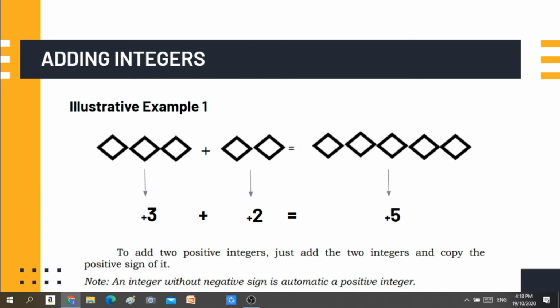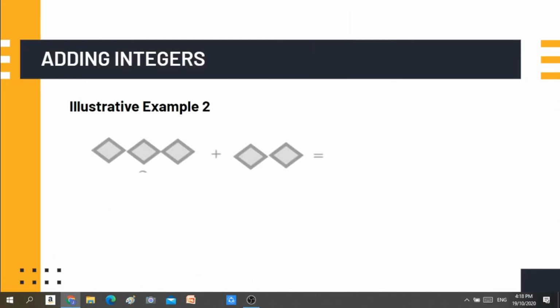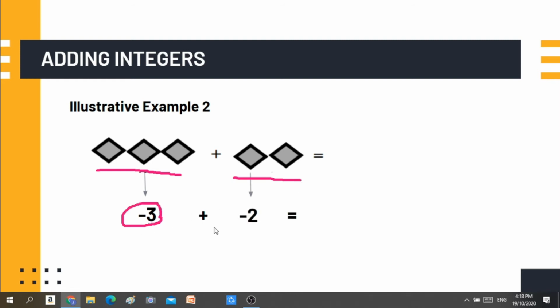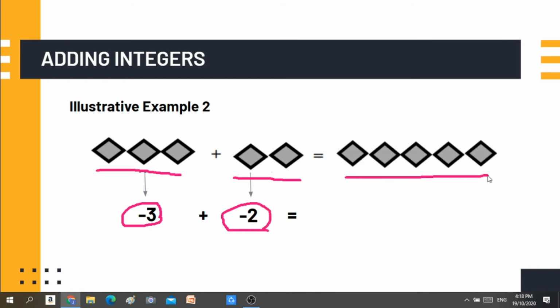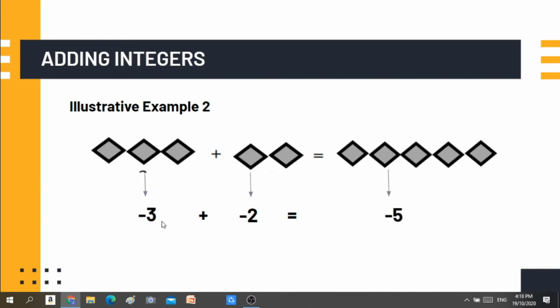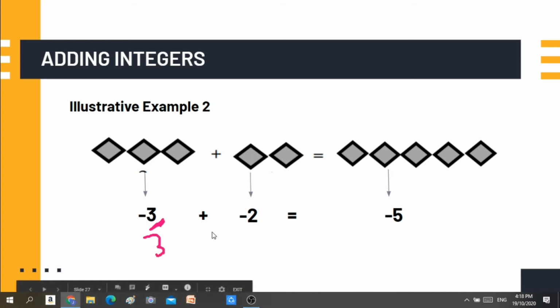What if we'll encounter this one? I have here 3 gray diamonds. So, meaning to say this is negative 3, correct? And then, itong dalawa dito na shaded na diamond, this is negative 2. Now, if we're gonna add negative 3 and negative 2, ang gagawin lang natin is just, there, we have negative 5. Yung negative 3, i-add lang natin yung absolute value niya. So, we have 3 plus 2, that is 5. And then, kopyahin lang natin yung negative sign since both of them are negative.